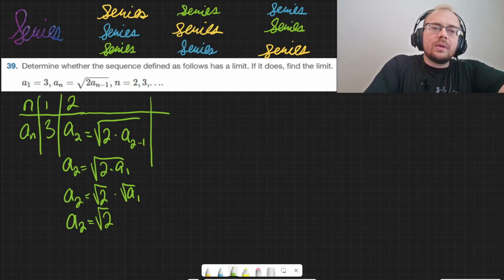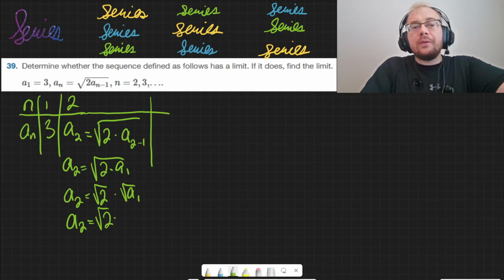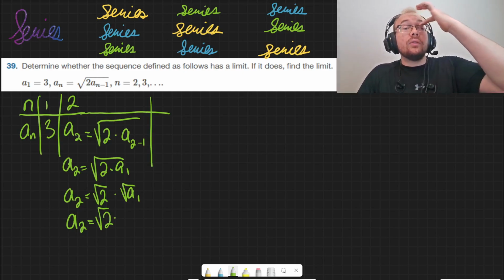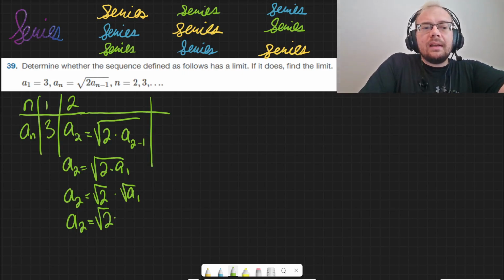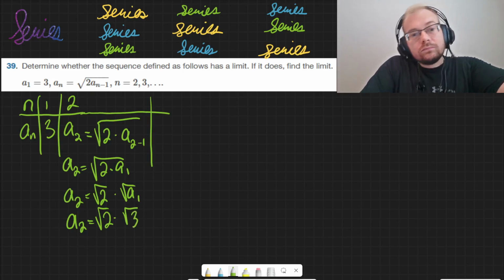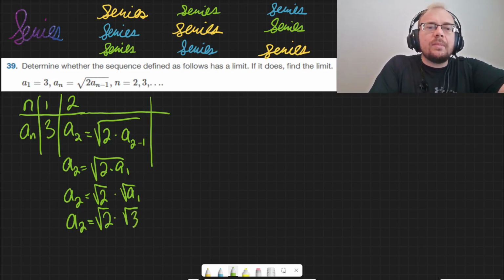So the square root of 2 we know is about 1.4, and if it was just being multiplied by the square root of 2, then we could write that pretty easily, explicitly. But let's see. A sub 1, we know what a sub 1 is, right? A sub 1 is 3. So this is times the square root of 3. Okay, not too bad so far.